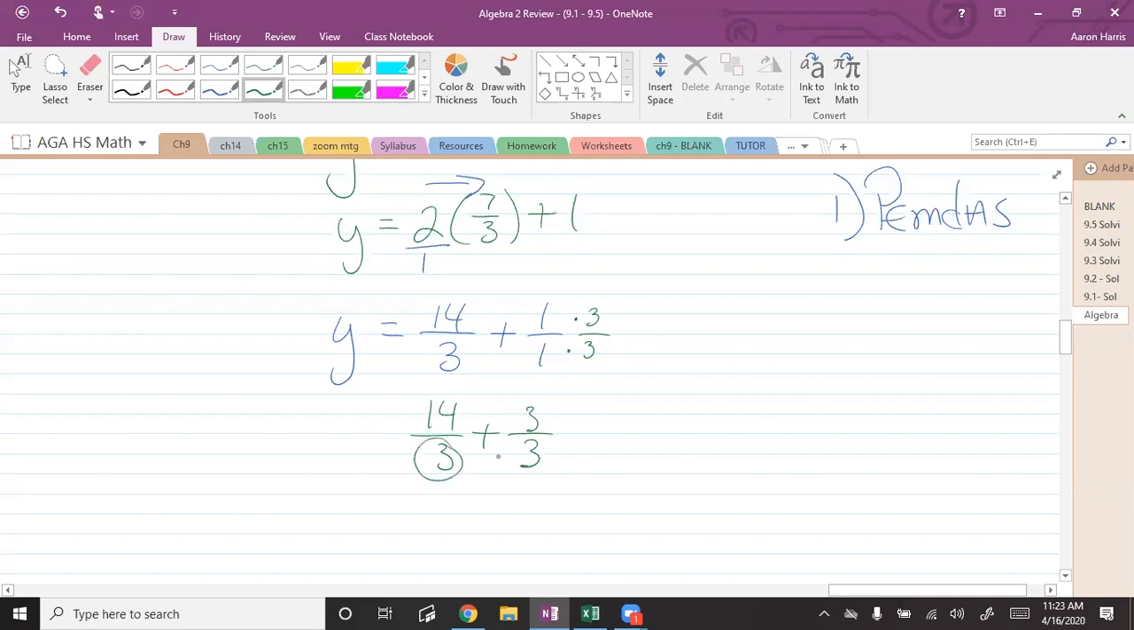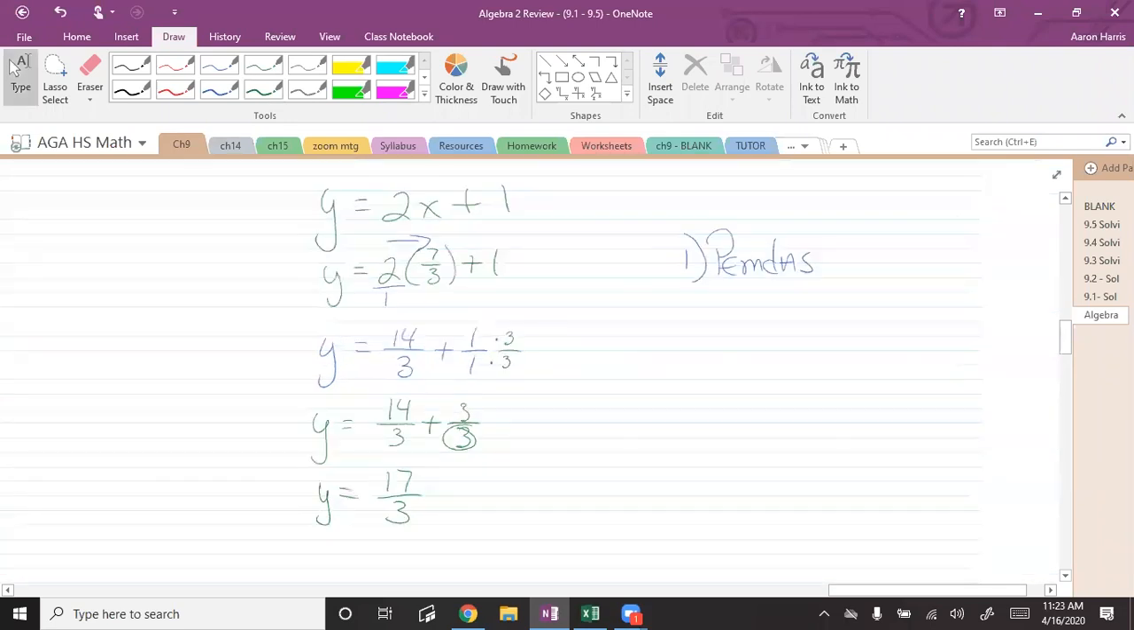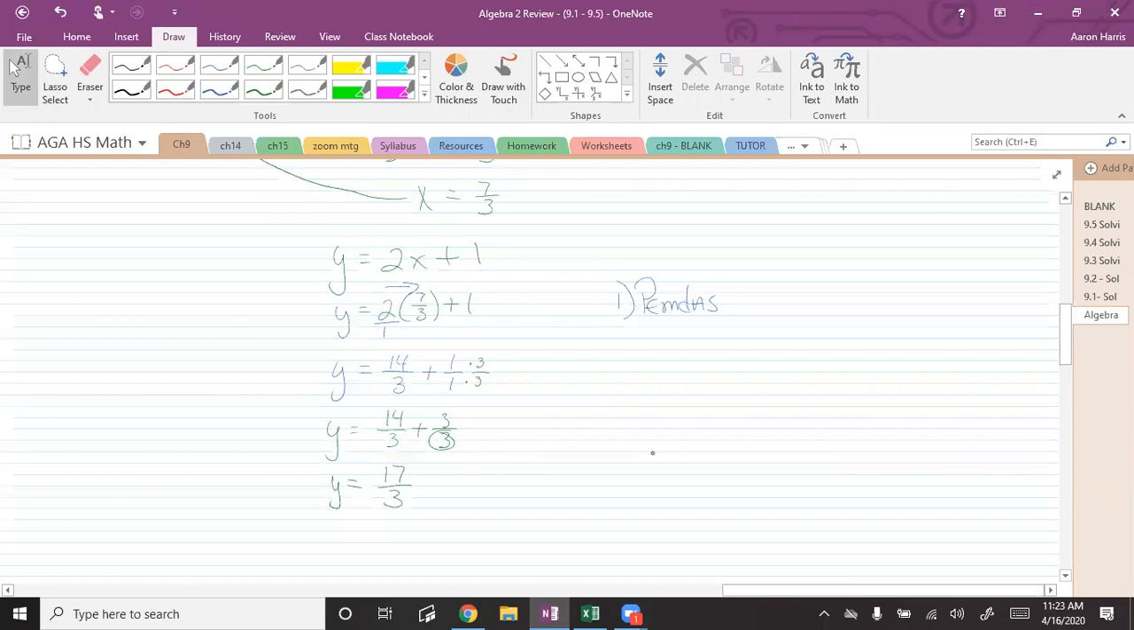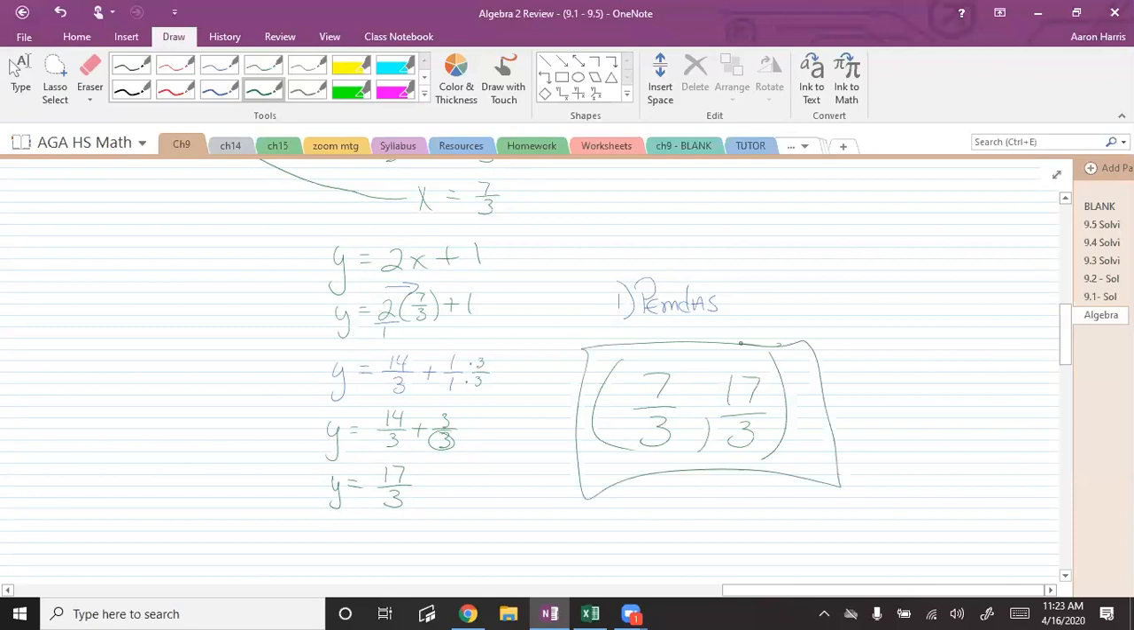Are the denominators the same? Yes. So what do I get? Add the numerators. This is 17 over 3. So I know that x is equal to what? 7 over 3. And y is equal to what? 17 over 3. And that's your answer. I know they're fractions. I put them in there. Okay. Oh, well. Hate me all you want. But that's how you get it.